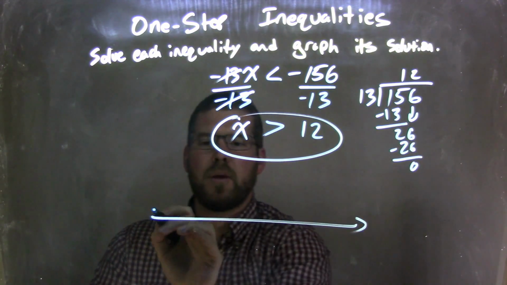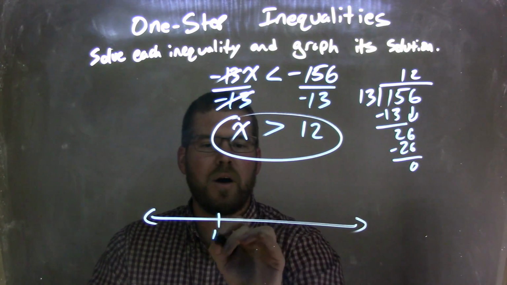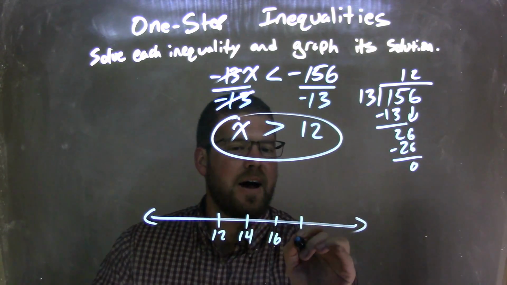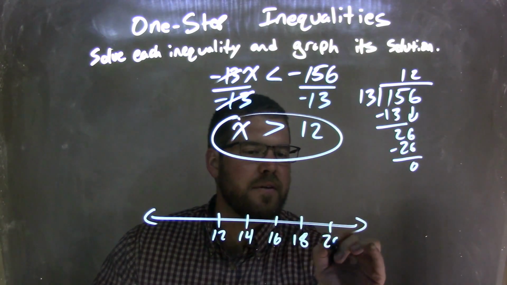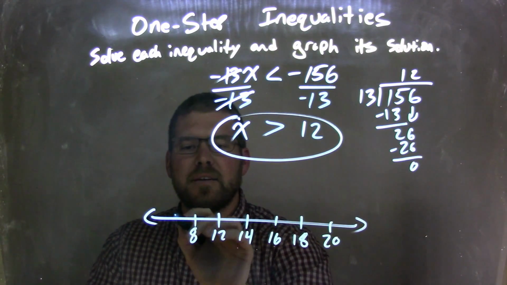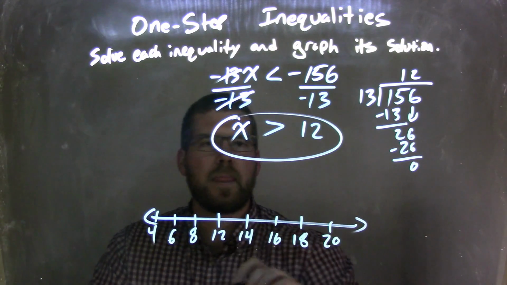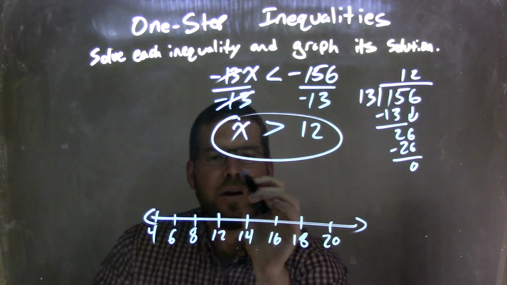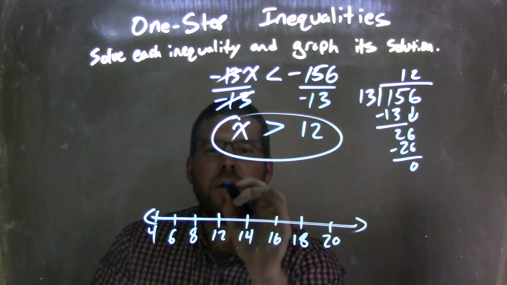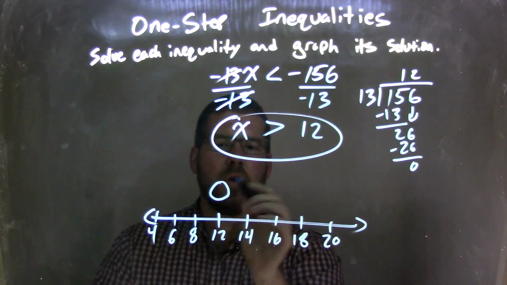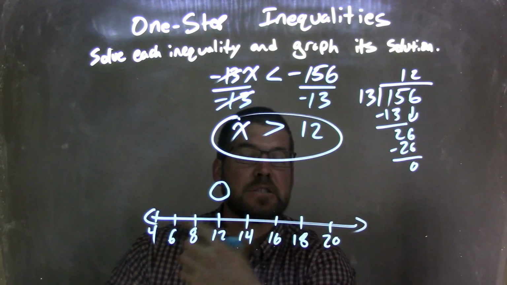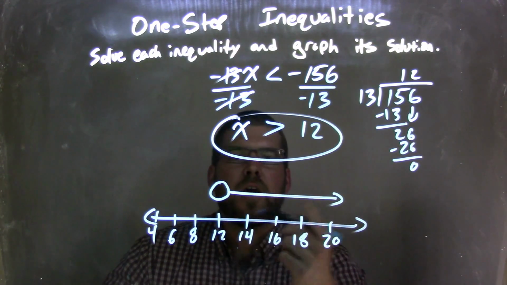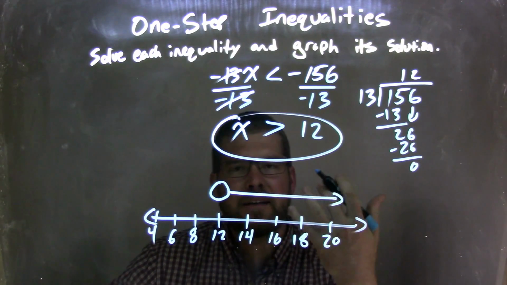So make a little number line here. We have 12, and let's go by 2's: 14, 16, 18, and 20. And we have 8, and 6, and 4. Well, if x has to be greater than 12, right, it's greater than, not equal to, it doesn't equal 12, we're going to have an open circle. So an open circle right there, and since x is greater than, I'm going to shade to the right, okay? Because those values to the right are what values x can be, right?